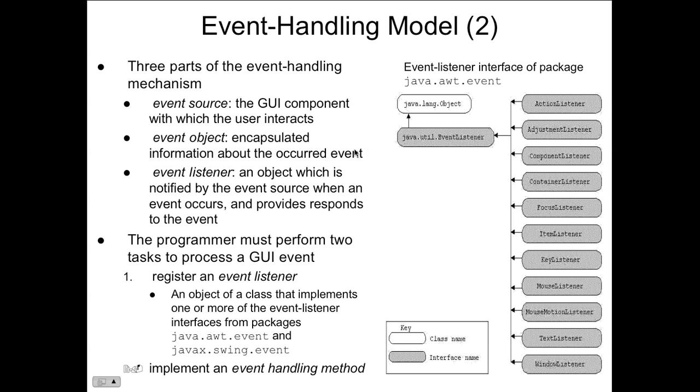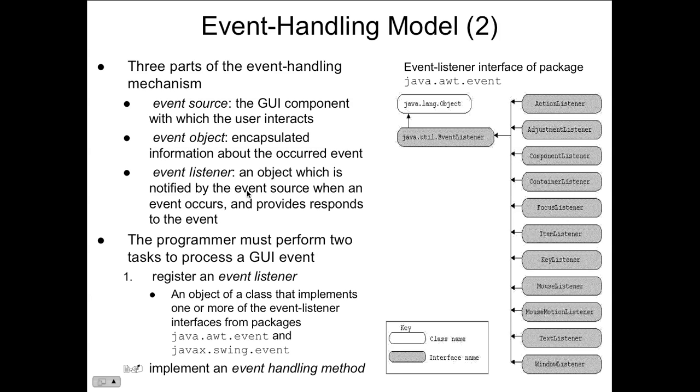So there's three parts of the event-driven mechanism. We have the event source, which is the GUI component which the user actually interacts with, the button. The source was the text box, the button, or something. The event object encapsulates information about the event that occurred. And the listener, which is an object that is notified by the event source when the event occurs, and provides a response to the event that occurs.